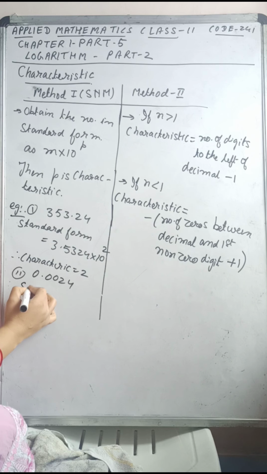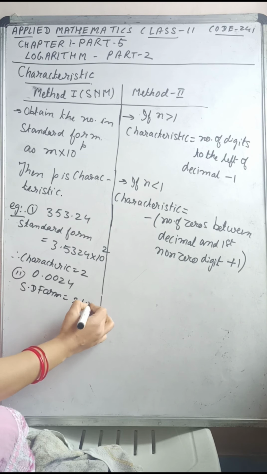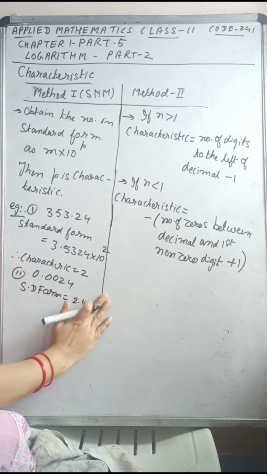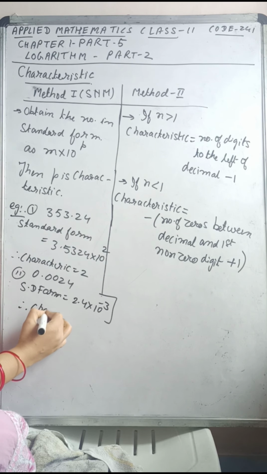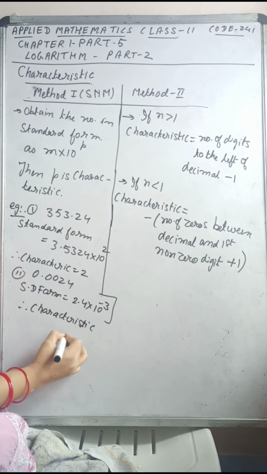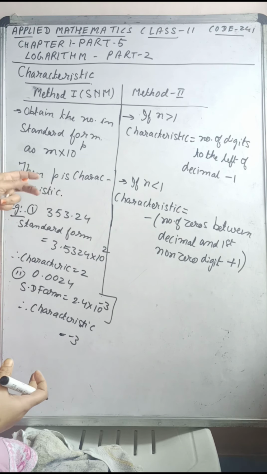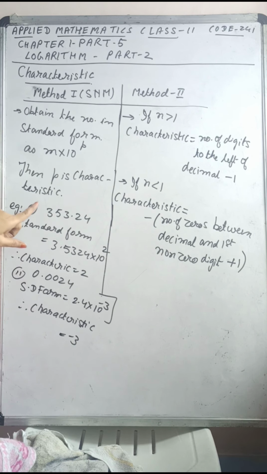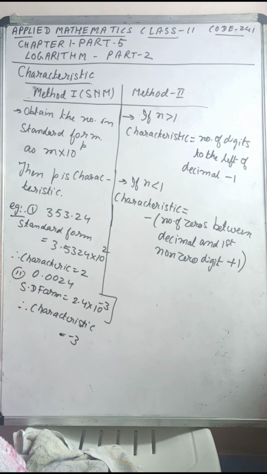So this in standard form we can write as 2.4 into 10 to the power minus 3. So the characteristic equals minus 3. I don't think any confusion is there in the standard form. Standard means finding the characteristic with the help of the standard form method. Express in standard form, and whatever is the power of 10 coming, that is the characteristic.